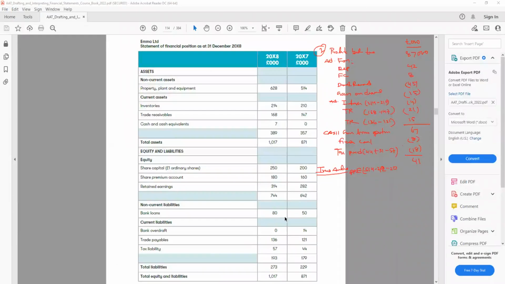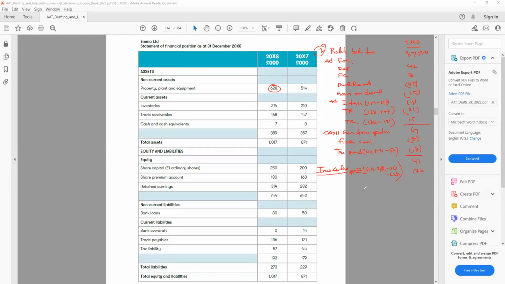And how much you buy, that means money is going out for that asset. So closing 628, minus 628. That will tell us how much exactly we have paid to buy the new property, plant, equipment for this year. And then I have 514 minus 42 minus 20 minus 628, and that will give us 176.